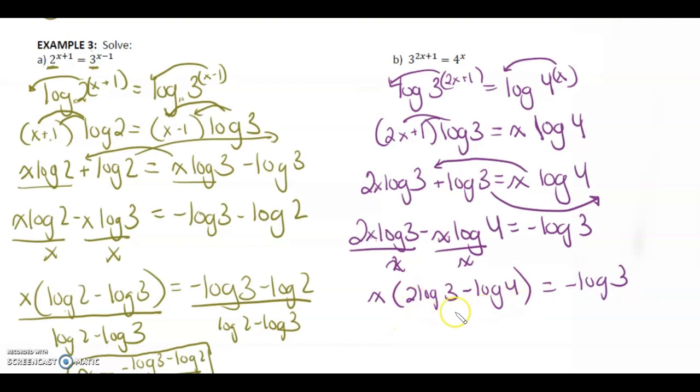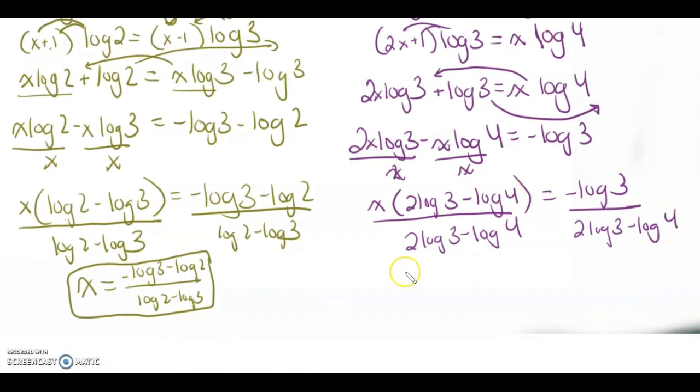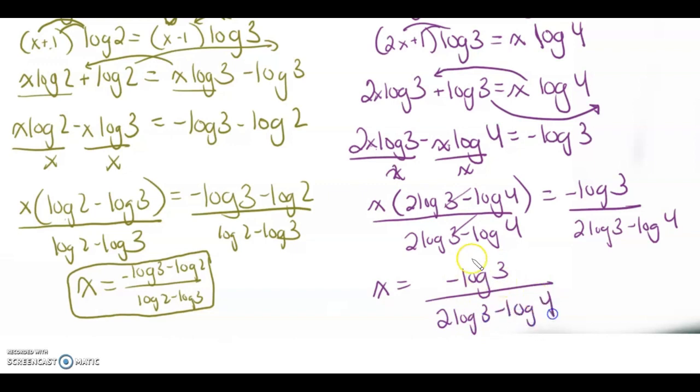Because 2 log 3 minus log 4 is just a number, we can divide both sides by 2 log 3 minus log 4. So in total, we get x equals negative log 3 over 2 log 3 minus log 4. And that is our answer in exact value.